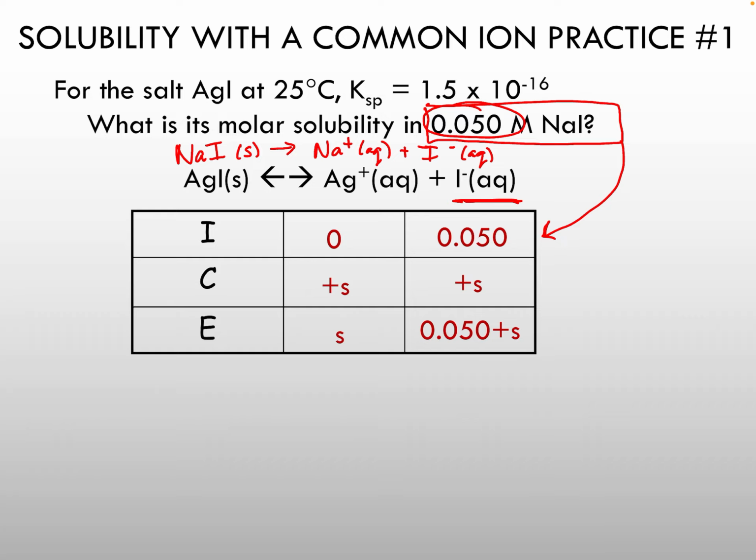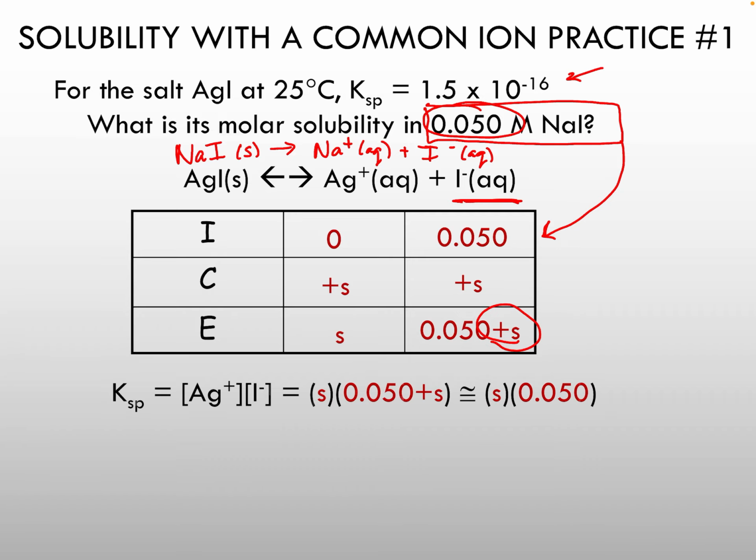This is going to be very much the same as when we were doing all of those weak acid and weak base equilibriums, where we can assume that the change is negligible. Because if you look at this KSP value, it is very, very, very small. Silver iodide is not very soluble. So this plus S here is going to be negligible, like way negligible. We're just going to end up getting rid of that, just like we did previously in the weak acids and weak bases.